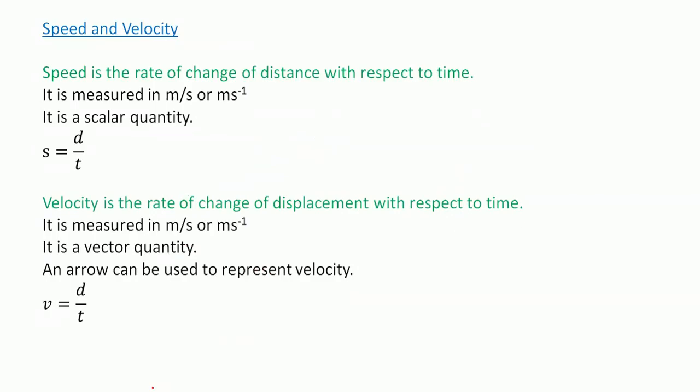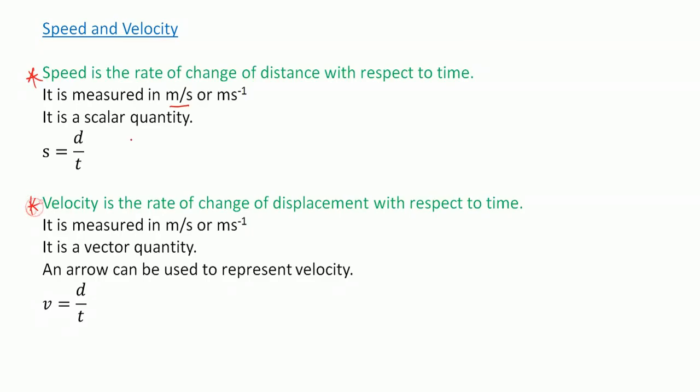Now let's look at the difference between speed and velocity. Now, speed is the rate of change of distance with respect to time, and speed is measured in meters per second, and speed is a scalar quantity. The formula to determine speed is distance divided by time. Now you need to recall the definition for speed, so make sure you learn this definition as it is here.